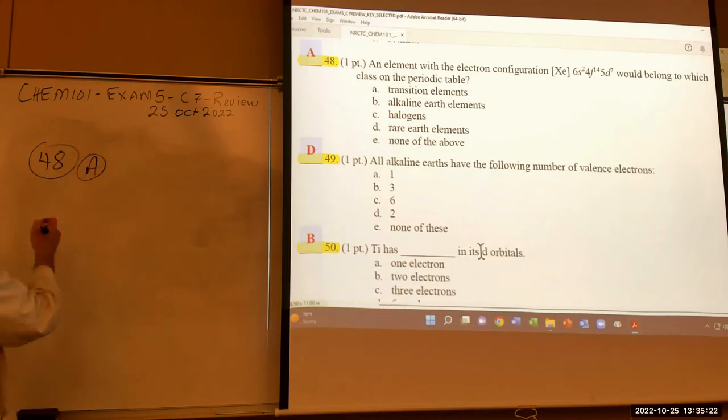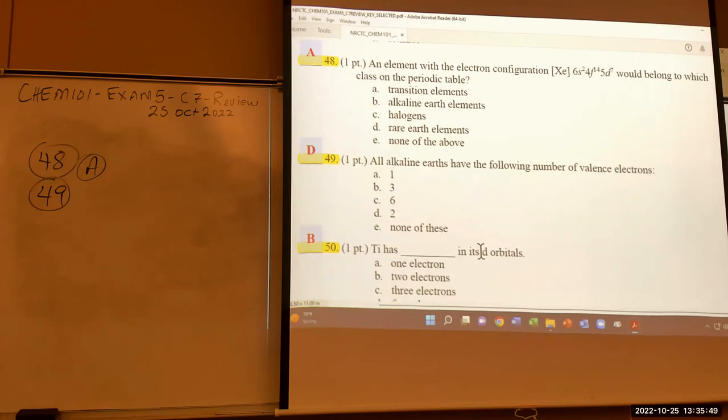How about 49? All alkaline earths have the following number of valence electrons. Right, you ought to just spit that one out. It's in the second column. It has s orbitals being filled. It has two electrons in the s orbitals, highest level. It has two electrons right there.